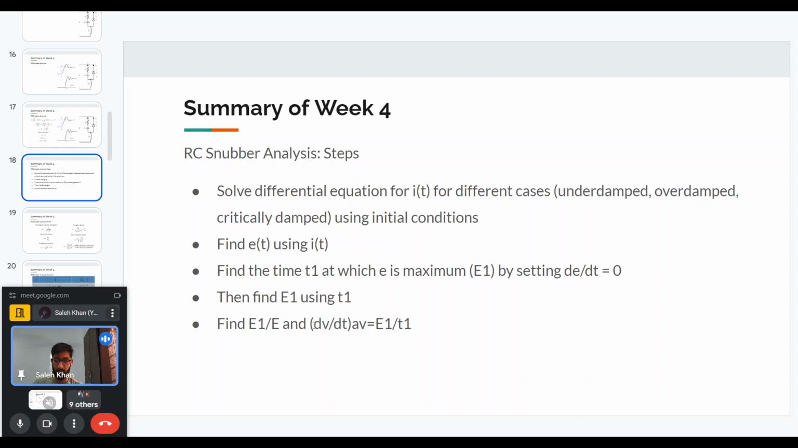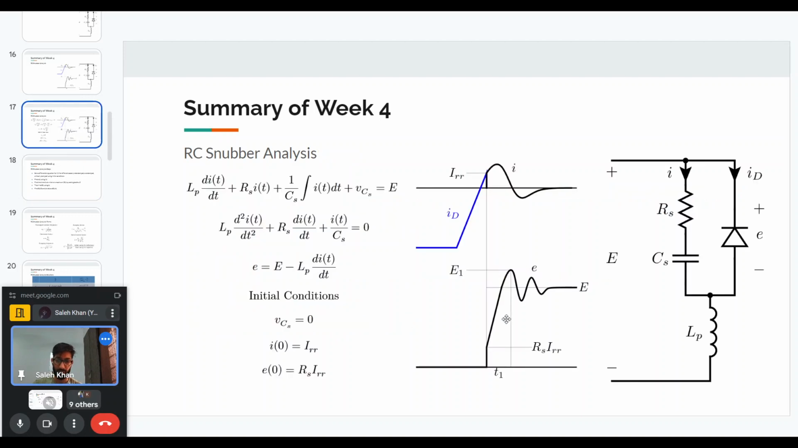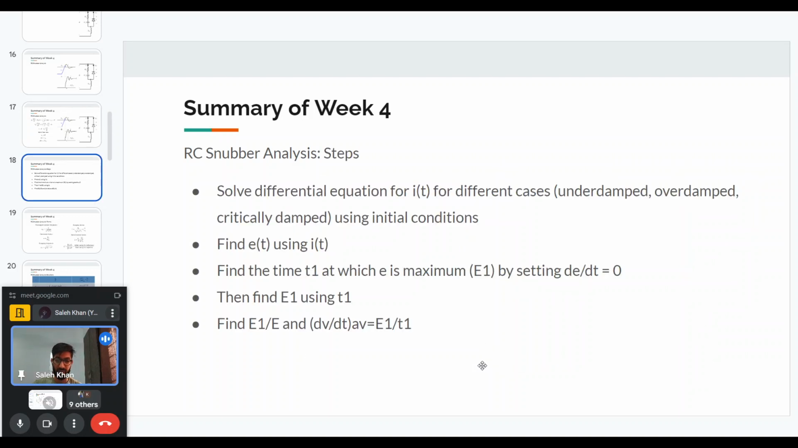And then we also want to find the dV/dt average, which in this case we are defining as E1 by T1. So basically the peak voltage divided by this T1 time that we are determining, labeling as dV/dt average. These two things we want to find out, and then we can see how we limit these two based on the values of R and CS.